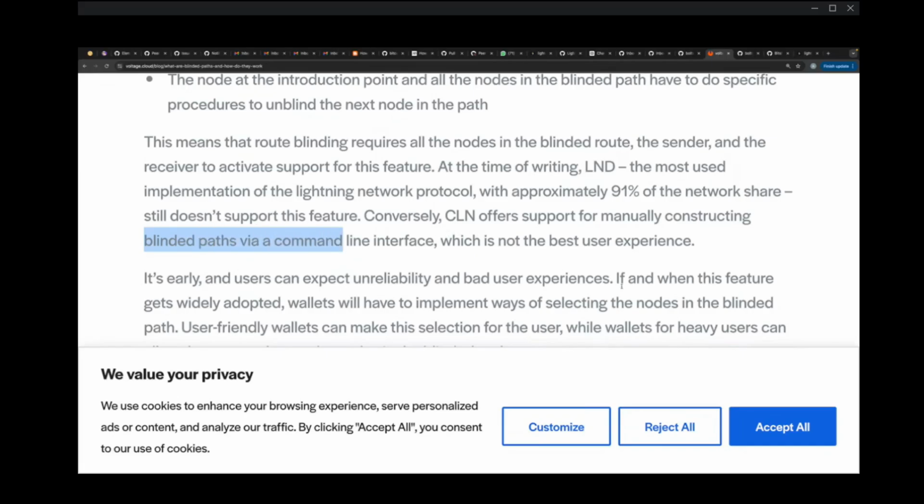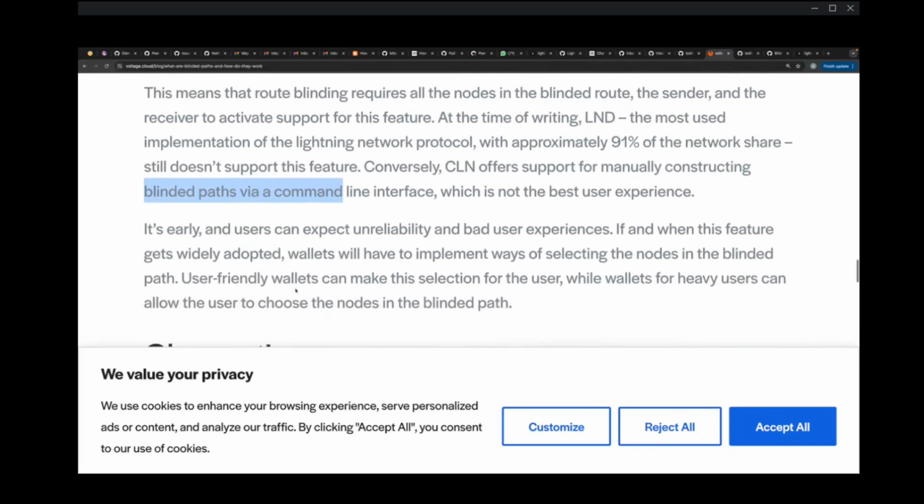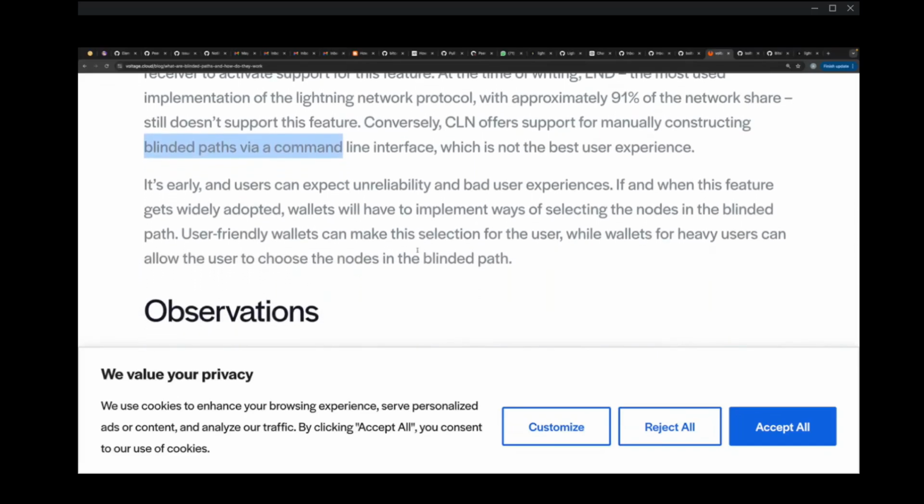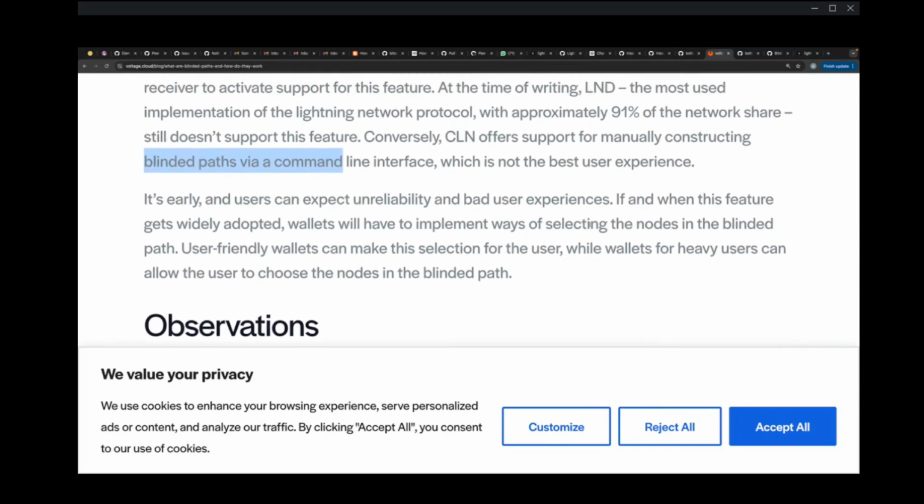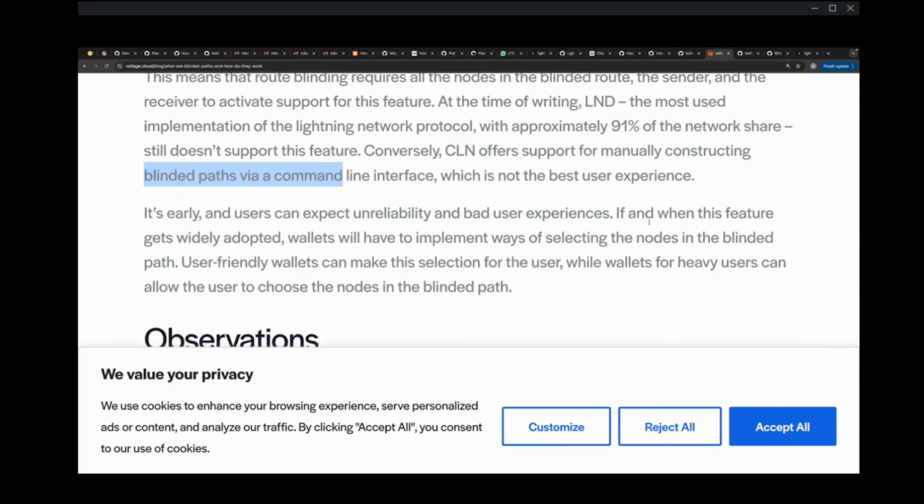I haven't had a look at what the RPCs are to create the blinded route, but in the coming workshop we can do a hands-on for creating a blinded route using Core Lightning. So yeah, this is an upcoming thing in Lightning, which is cool. So that is why I thought of covering it.